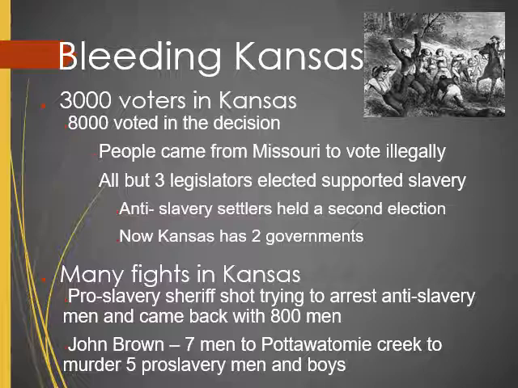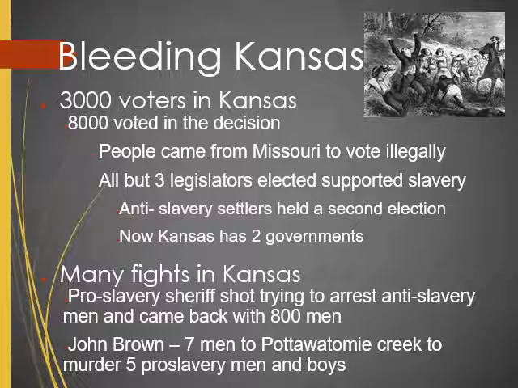And so Kansas started to set up their state, and they, of course, had to vote on whether they were going to have slavery or not. There were right around 3,000 voters total in Kansas. But when they went to vote on whether it was going to be slave or non-slave, 8,000 people voted in the election. How was that possible? 5,000 extra people? What ended up happening is people came in from Missouri and voted illegally so that they could be sure that it would become a slave state. So when they came in and did that, all but 3 of the legislators in Kansas supported slavery.